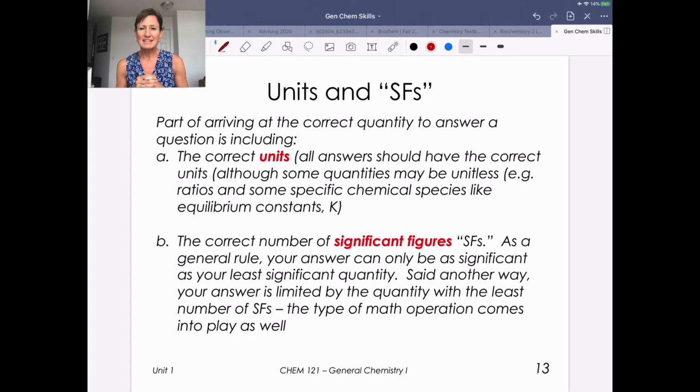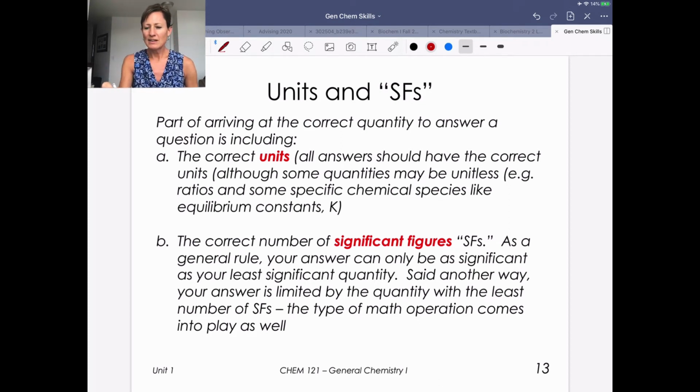Most often you're going to need to have units, and you're going to need to express your answer to the correct number of significant figures, sometimes referred to as significant digits or SFs. As a general rule, your answer is only going to be as significant as your least significant quantity. So again, saying this another way, your answer is going to be limited by the quantity with the least number of significant figures. And the type of math operation that we have here is going to come into play here.